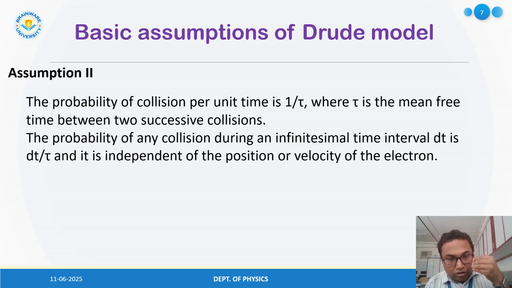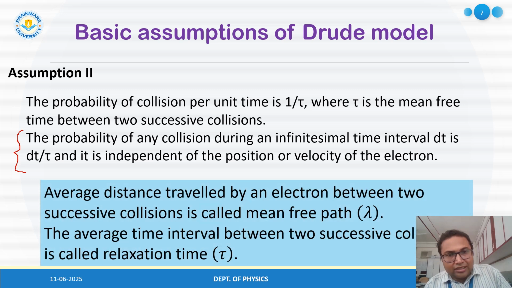So whether the electron is moving very fast or slowly, close to another electron or far away from an electron, doesn't matter. The probability of collision remains the same. So this assumption is also very simple, yet unusual, because it goes against our general understanding. Once again, we must remember, when I say tau, just a few slides before we said that this tau is called mean free time or relaxation time. This is the average time interval between two successive collisions.